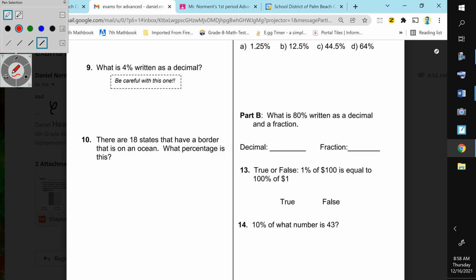Again, be careful with this. You need to put a decimal at the end and then go 2 places to the left. Not to the right, but 2 places to the left. Okay?